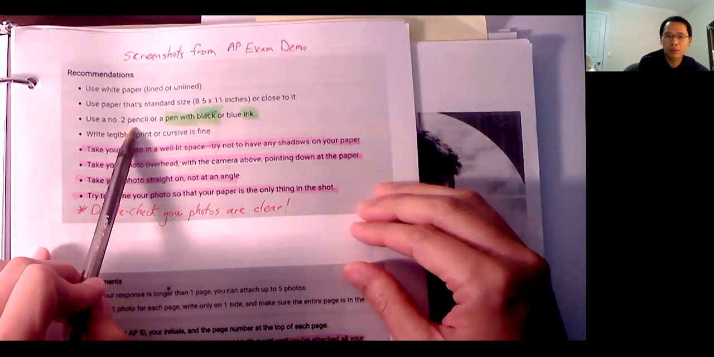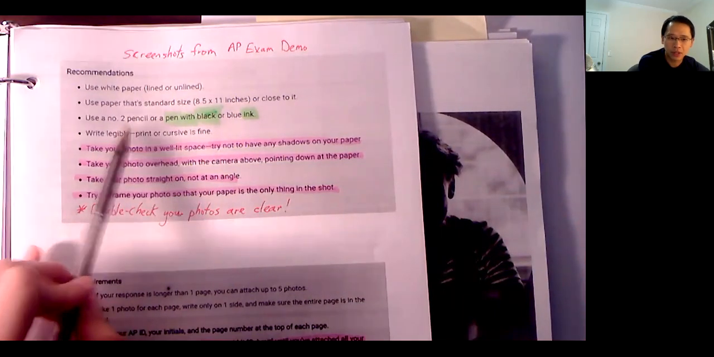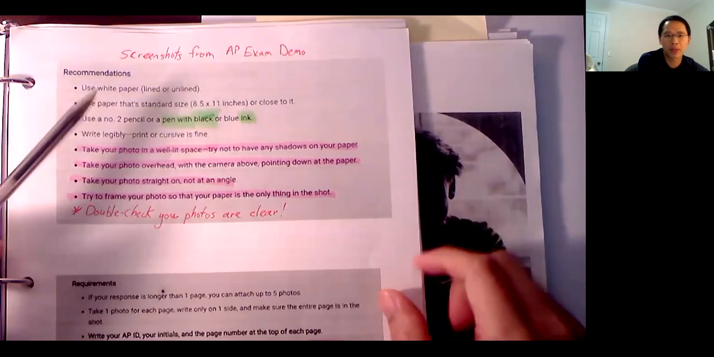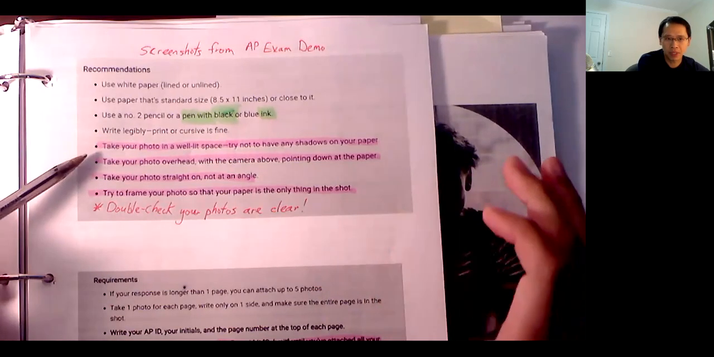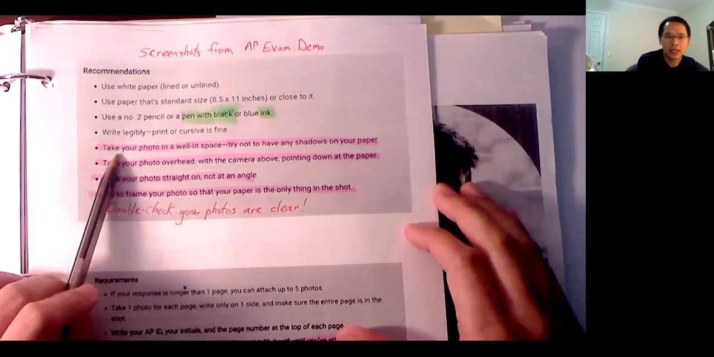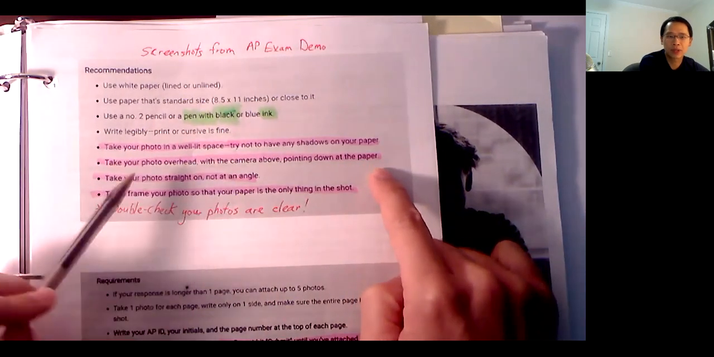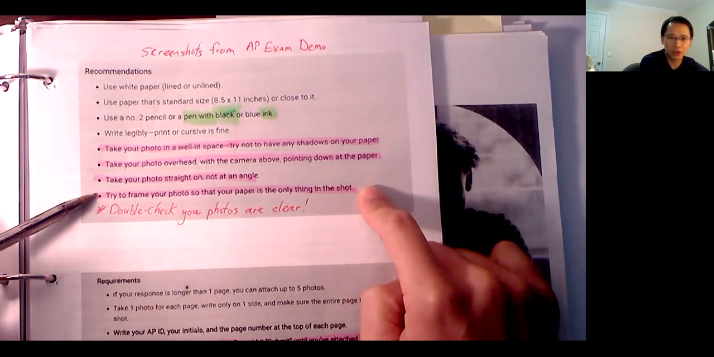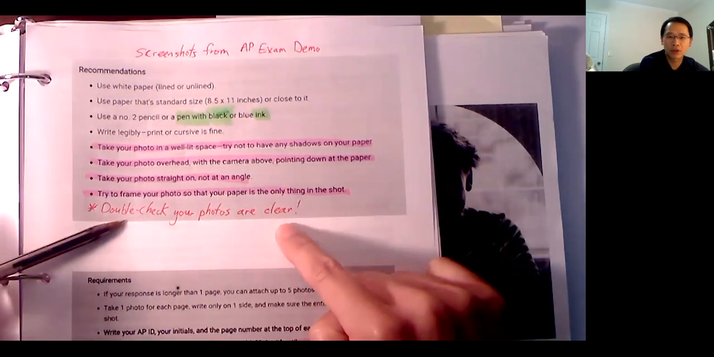Now, if you feel more comfortable with pencil, that's fine. You just have to make sure that when you take a picture, you're double checking that everything is showing up nicely. But I think pen with black ink is going to be the safest in terms of being legible and easy to read. So take your photo in a well-lit space. Try not to have any shadows on your paper. Take your photo overhead with the camera above. Take your photo straight on, not at an angle. And then double check your photos, right? Double check that your photos are clear.